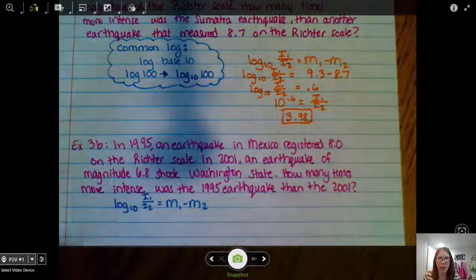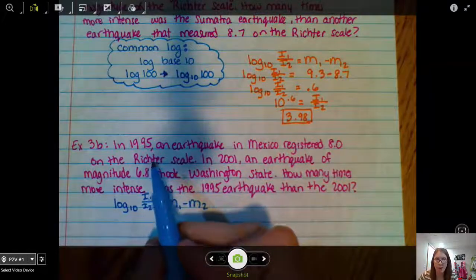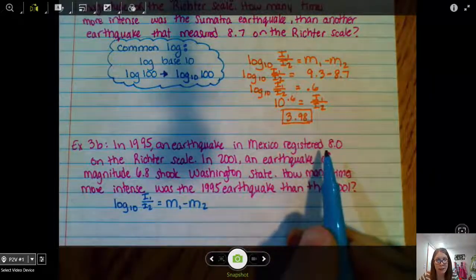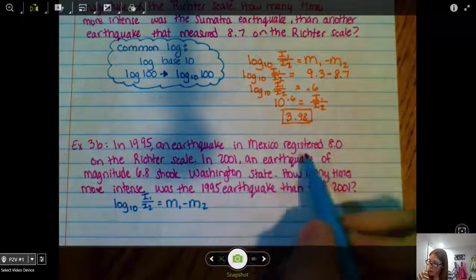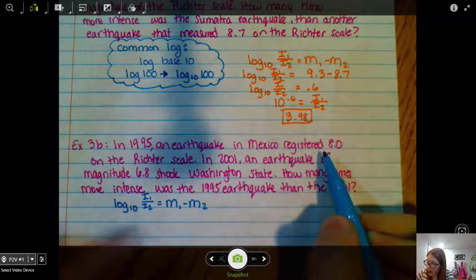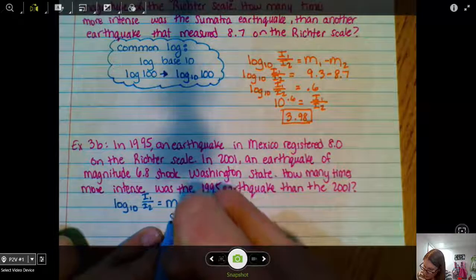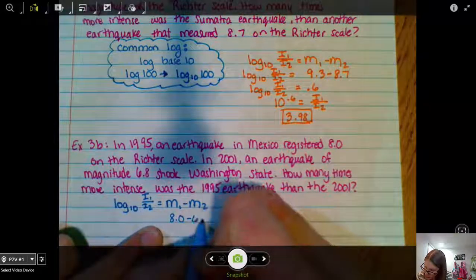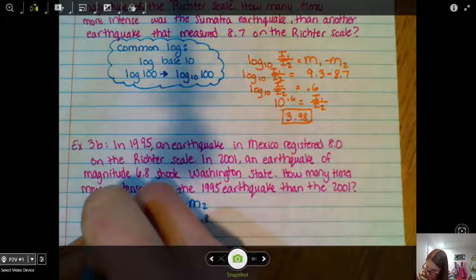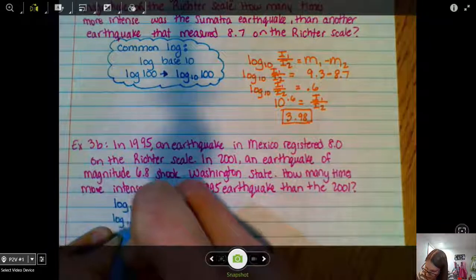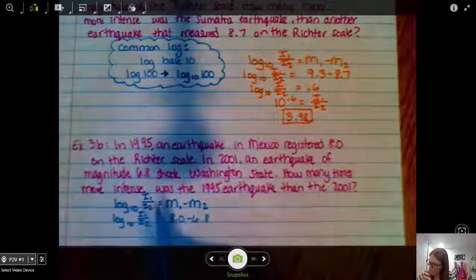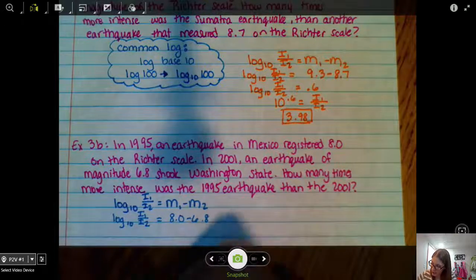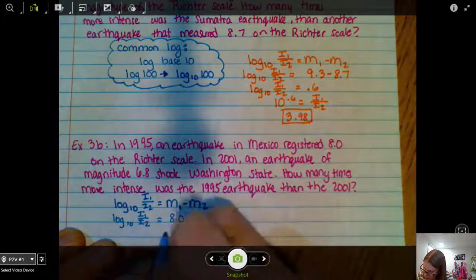All right, so if we look at our earthquakes, 1995, our earthquake was stronger. It was 8.0 magnitude. Our 2001 earthquake, the magnitude was only 6.8. So I want my larger magnitude to be M1 here. 8.0 minus 6.8 equals the log base 10 of I1 over I2. Now we can subtract. 8.0 minus 6.8 is 1.2.